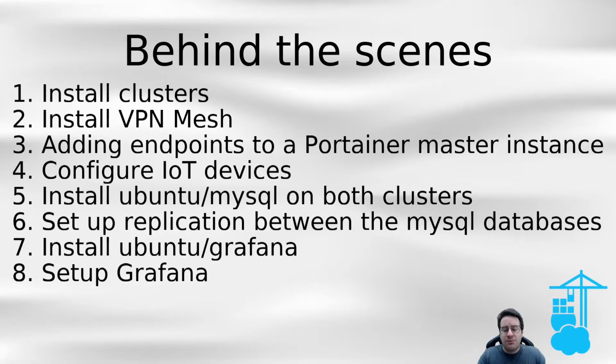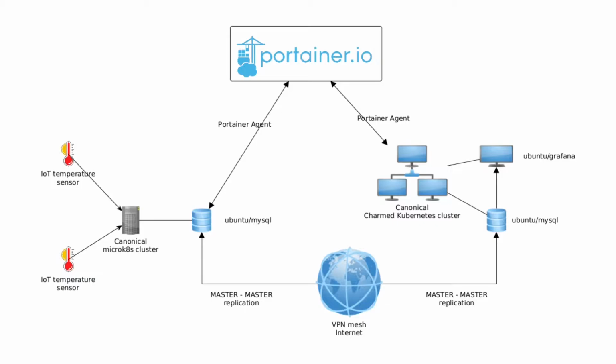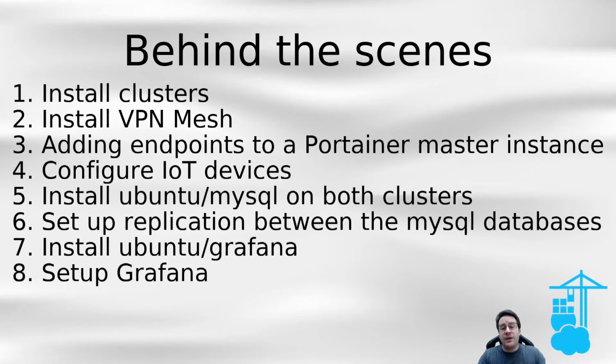So those are sort of prereqs in order to replicate this demonstration, but they're there for you to have a reference of how these were deployed, how I did the deployment of the VPN Mesh, so everything talks to everything, adding the endpoints to a Portainer master instance. So I will have, as you see here on the top, Portainer master instance managing these two clusters. The configuration of the IoT devices, how I did this, how I installed the MySQL databases, the replication between the databases, the Grafana console, and finally how I set up Grafana to be able to display the information the databases were receiving from the IoT devices.